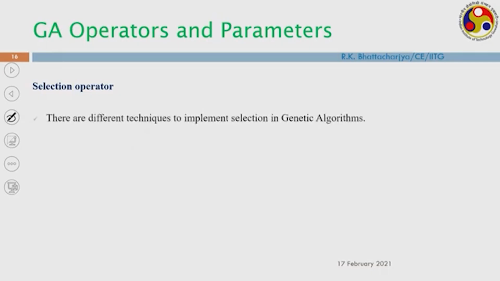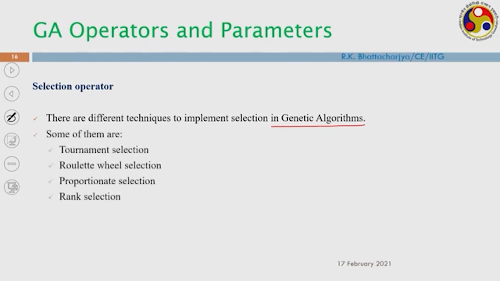So, what will the selection operator do, and how are we implementing this selection operator? There are different techniques to implement selection in genetic algorithm. Some of them are tournament selection, roulette wheel selection, proportionate selection and rank selection. We will discuss them one by one.